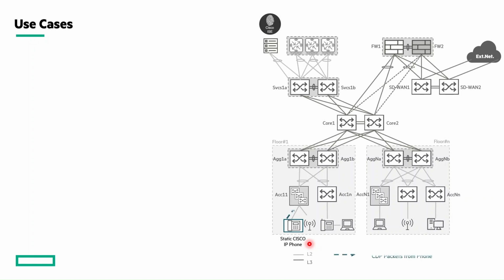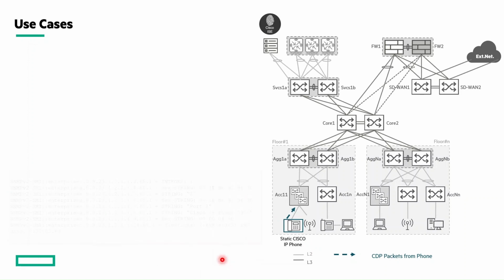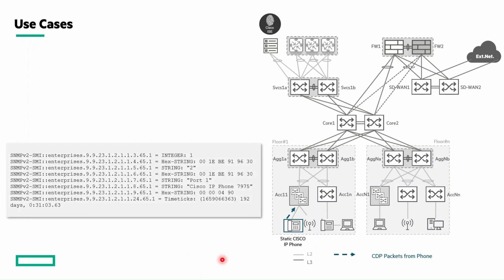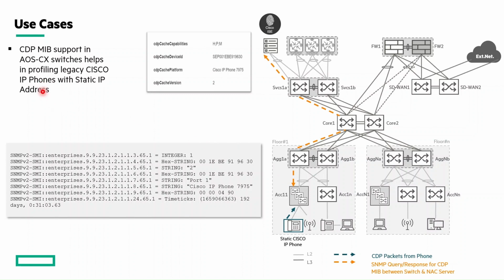Once the CDP packets are received, the CDP MIB is populated in our switches. Later, Cisco ISE will query the CDP MIB for device profiling from our AOS-CX switches based on the configured interval. Finally, it can profile the phone correctly using the CDP MIB response from the AOS-CX switches. In conclusion, the CDP MIB support in our switches helps in profiling legacy static Cisco IP phones.